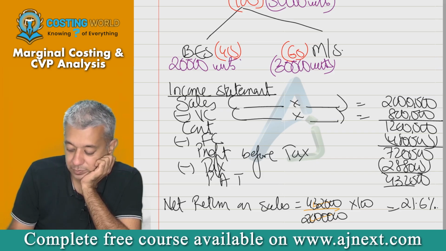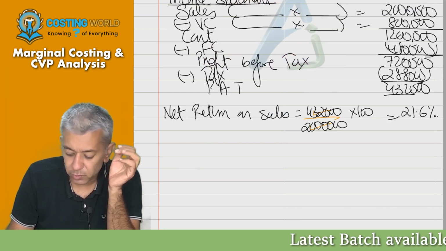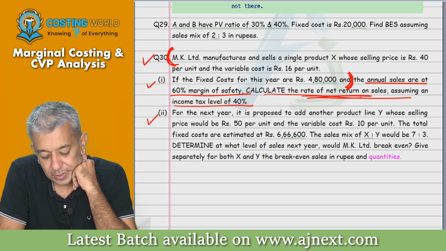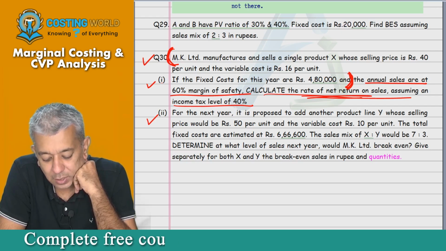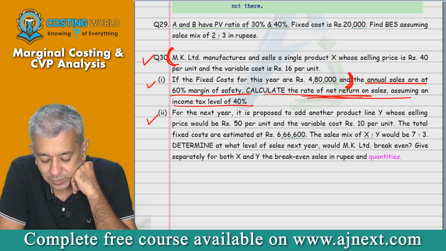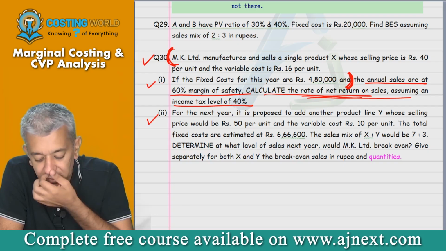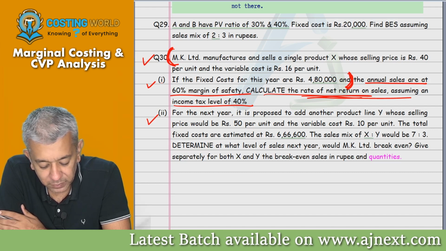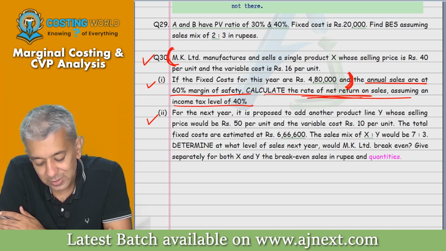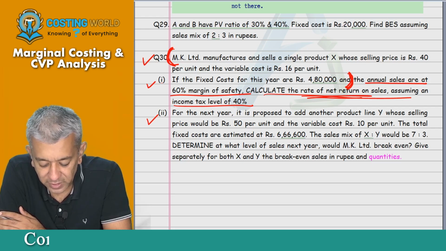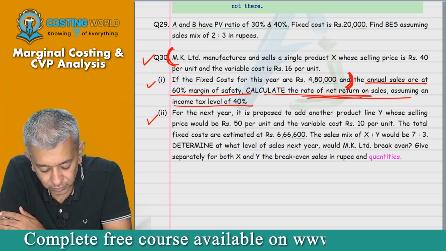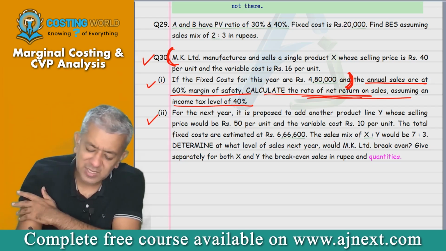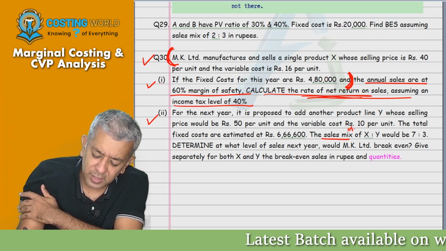Okay, listen. Mainly doing this question for part 2 of the question. For the next year, it is proposed to add another product line Y, whose selling price will be 50 and variable cost will be 10. The total fixed costs are estimated to be 6,66,600. The sales mix of X and Y will be 7:3. Whenever they say sales mix, by default you try to be thinking it is in units only.